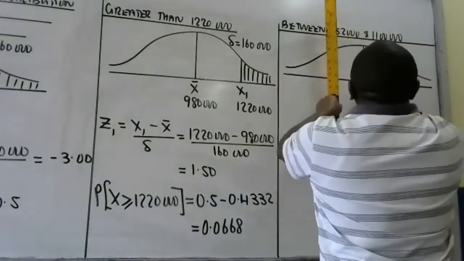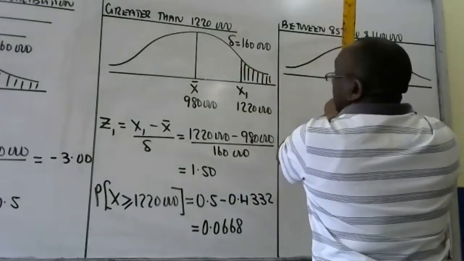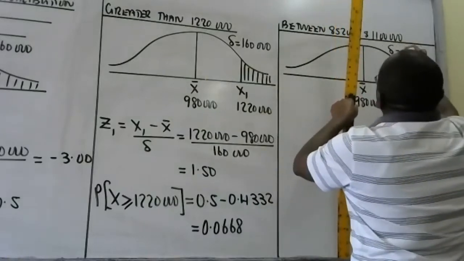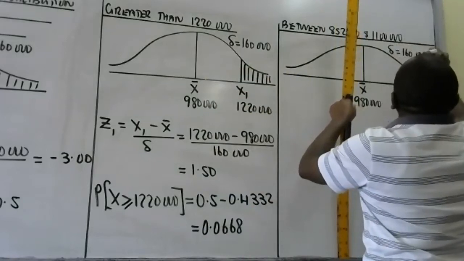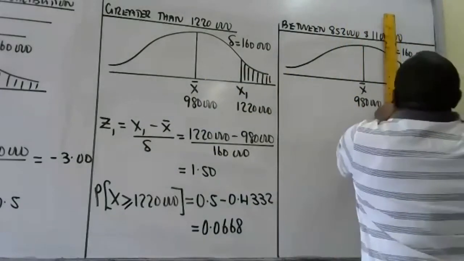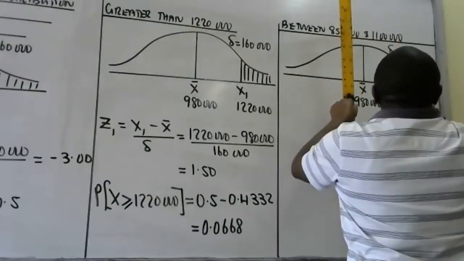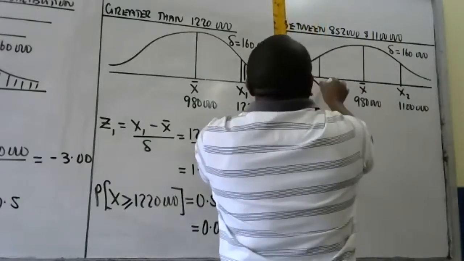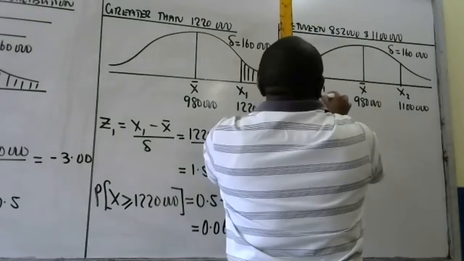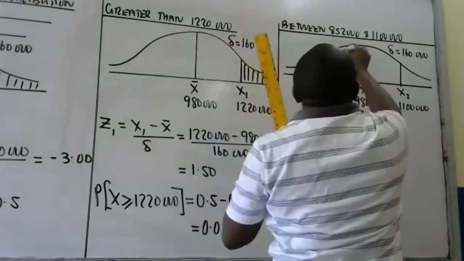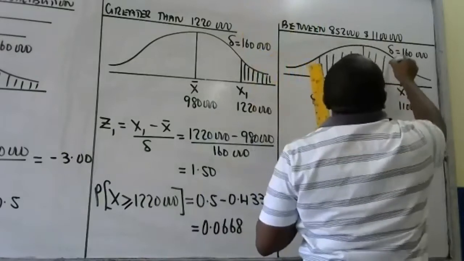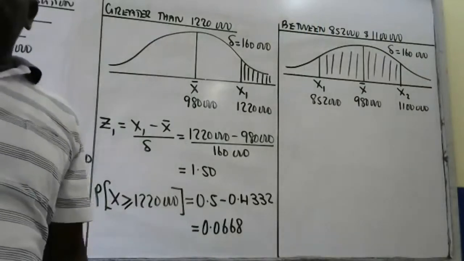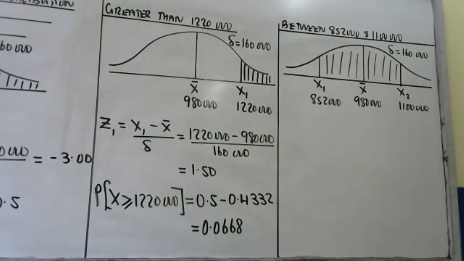We have X bar here, which is 980,000. Standard deviation here is 160,000. This is our X2, which is 1.1. This is our X1, which is 852,000. So you shade this because that is the area that we want.